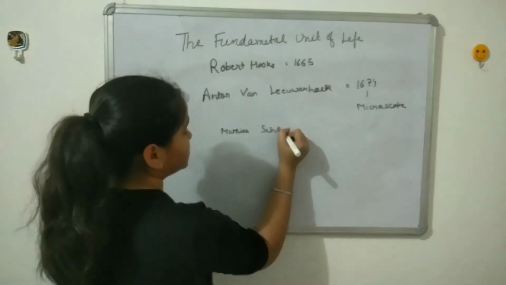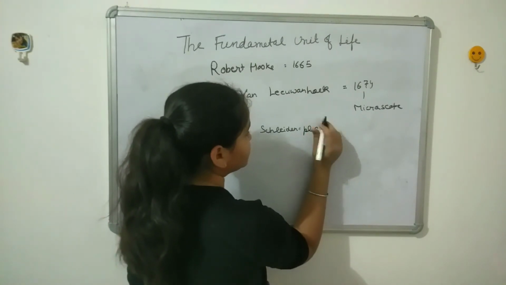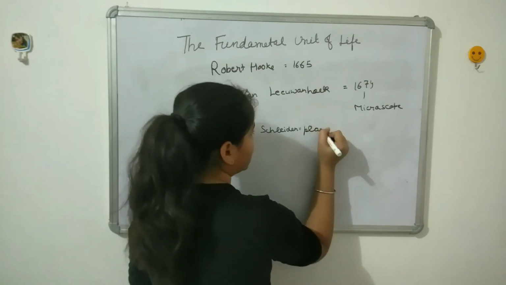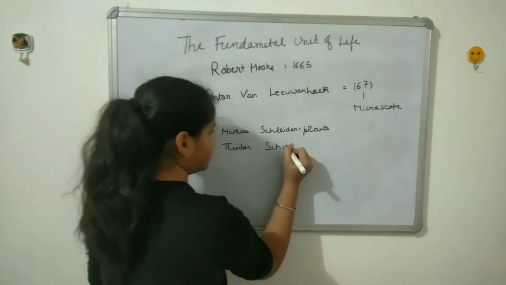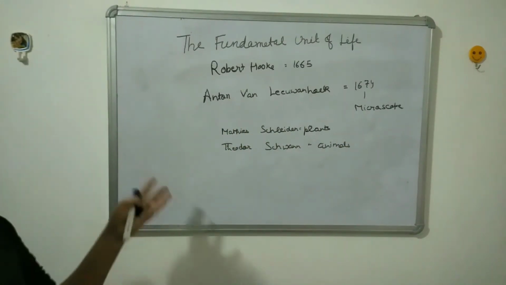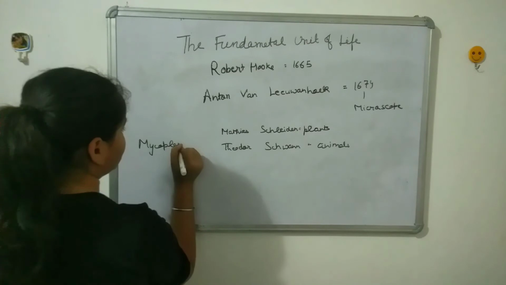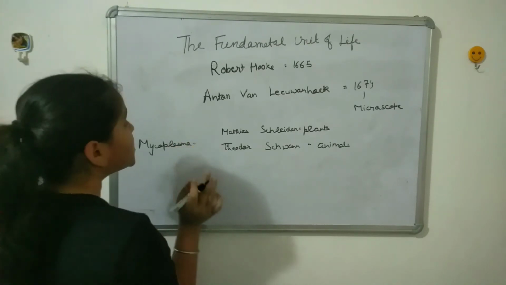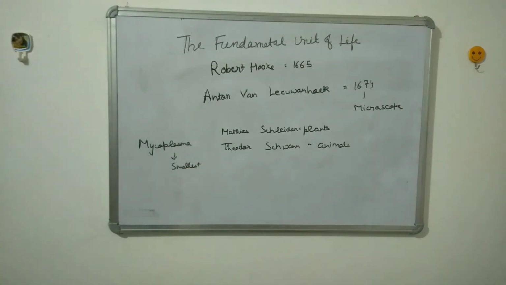Matthias Schleiden found that all plants are made up of cells. And Theodor Schwann found that all animals are made up of cells. So these are some scientists' names that you have to remember. Mycoplasma is the first living, smallest cell. Smallest living cell. You can see this for a while. I think you have noted this down in your notebooks.